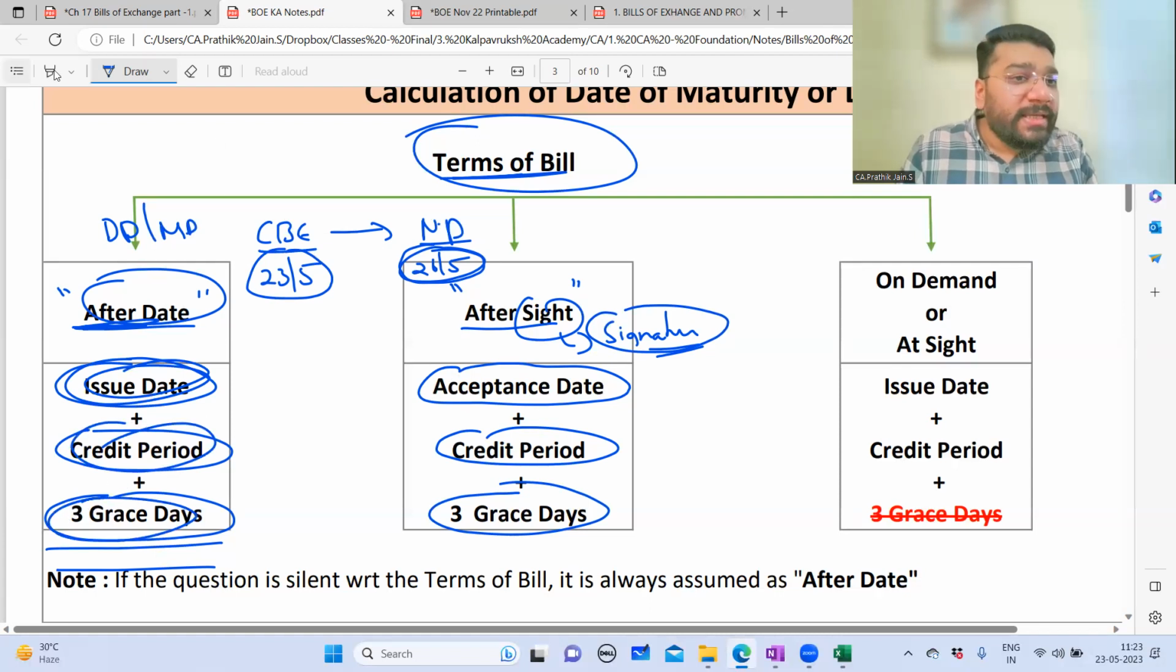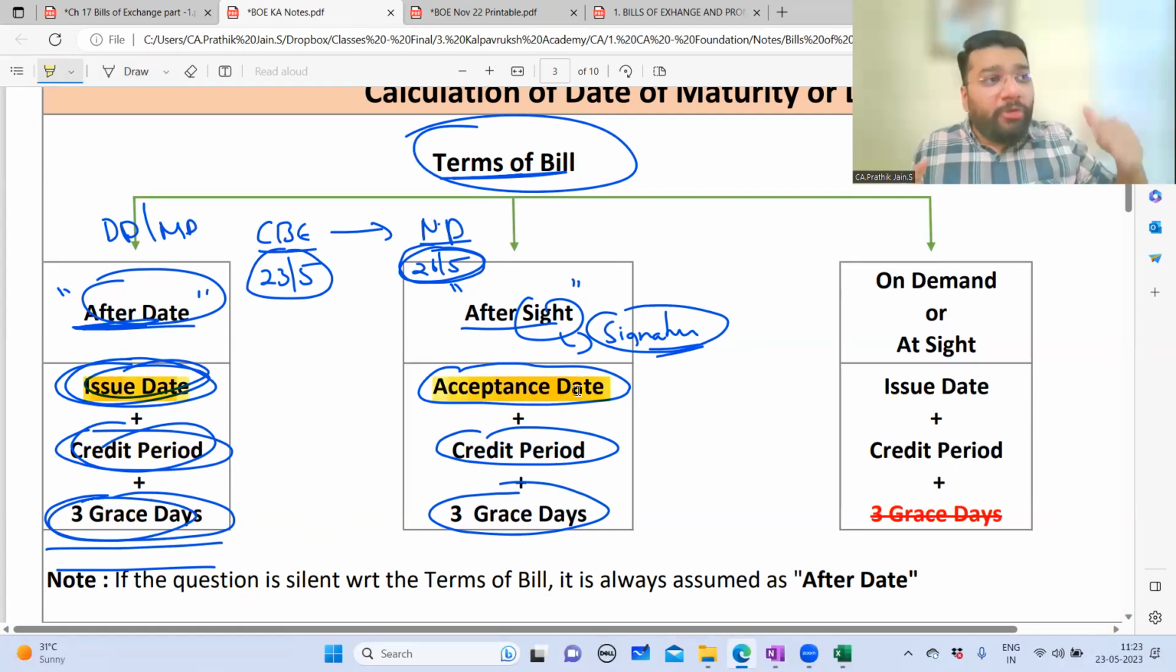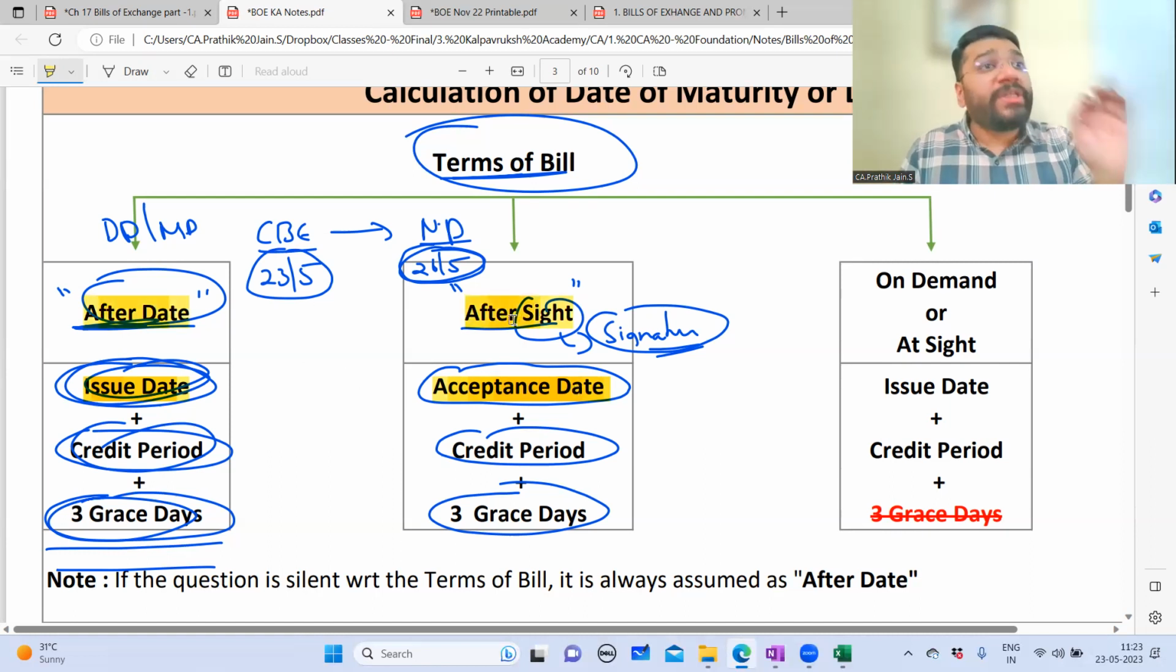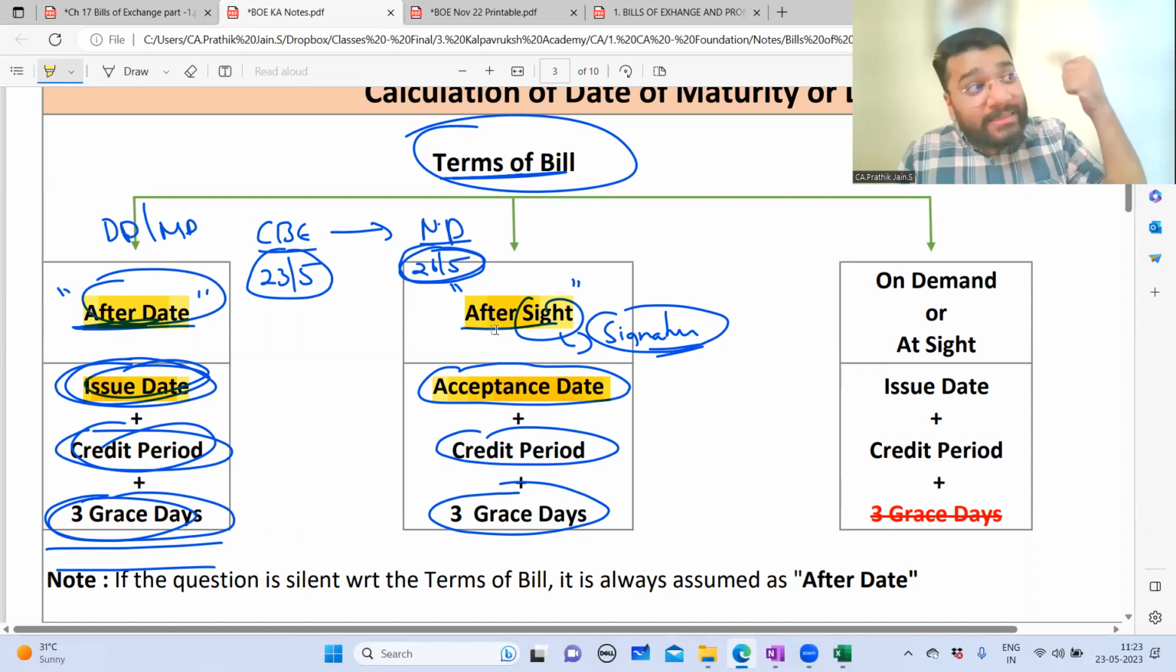So what is the difference? The difference is lying in this document. Here it is issue date, here it is acceptance date. So if the buyer and seller are in 2 different locations and the day of preparing the bill is different from the day of acceptance, then these 2 terms of bill are very, very important to be noted. So if the question says after sight, then the due date will be calculated taking the base date as acceptance date. If the question says that the term of the bill is after date, then the base date is the date of issue of bill.